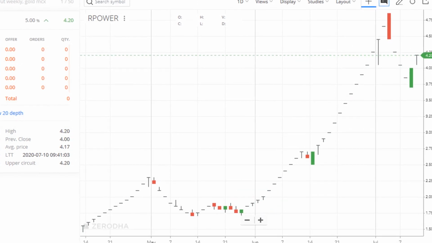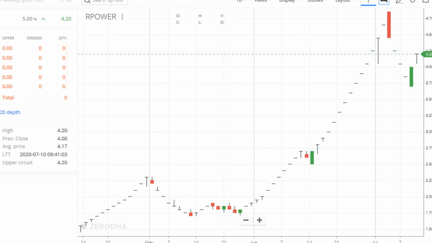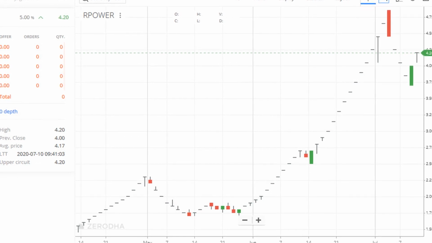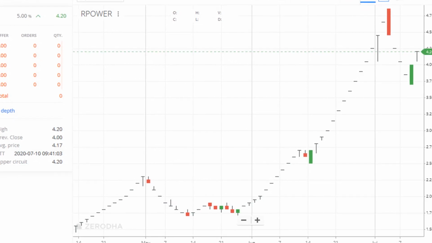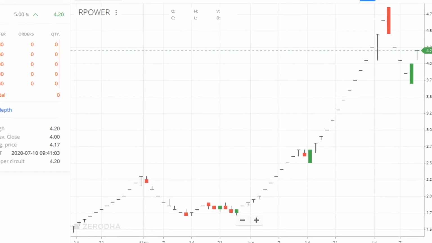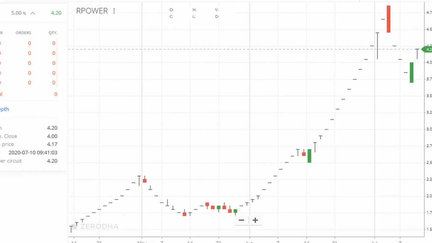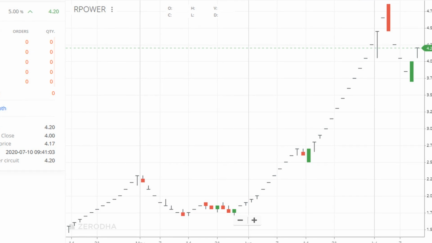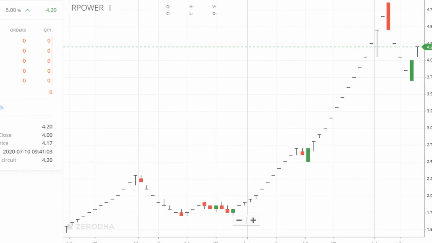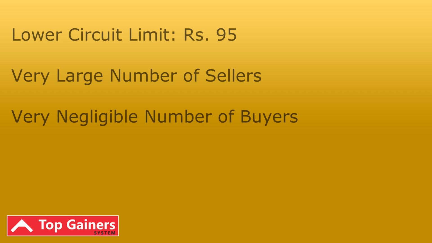A stock may hit the upper circuit when there comes a huge demand for the stock. There can be many reasons for the demand to increase. A news may come out about the stock which is hugely beneficial for the company, which in turn increases the demand many folds. Now let's consider an example for the lower circuit limit.